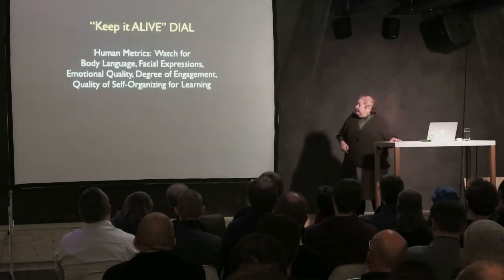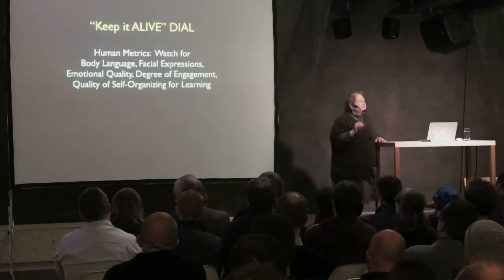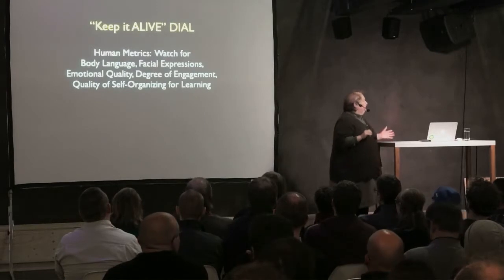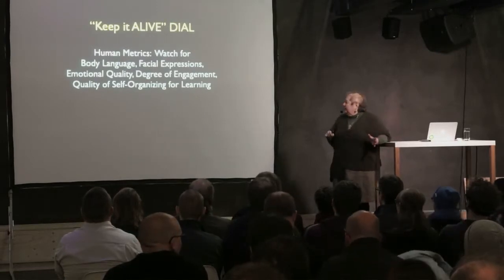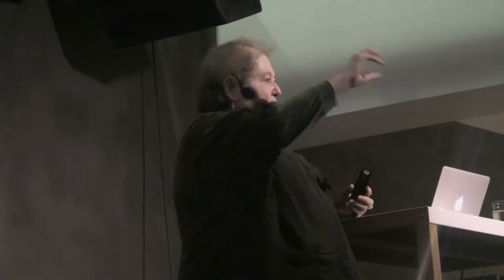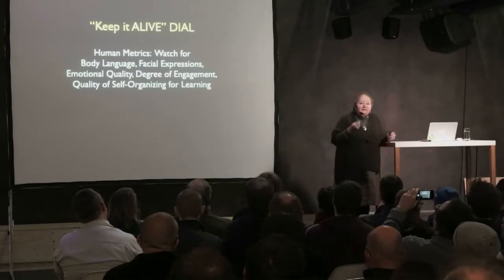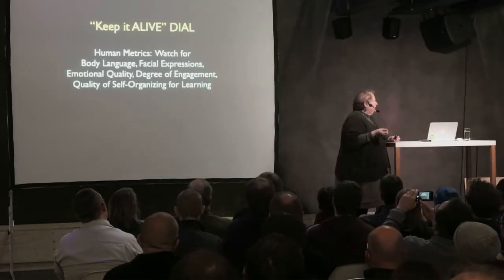So the keep it alive dial, this is a metric. We think of these as the human metrics, right? How are we thinking about the humans? And what we watch for to take this measure is body language. Are people leaning forward? Do they have a drink in their hand? What are the facial expressions that are going on? Is there an emotional quality?